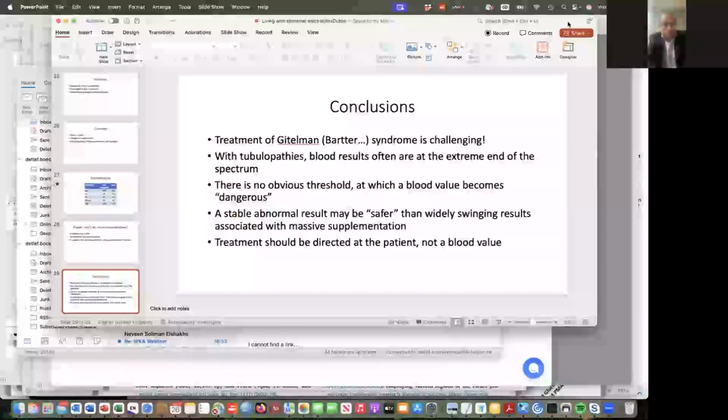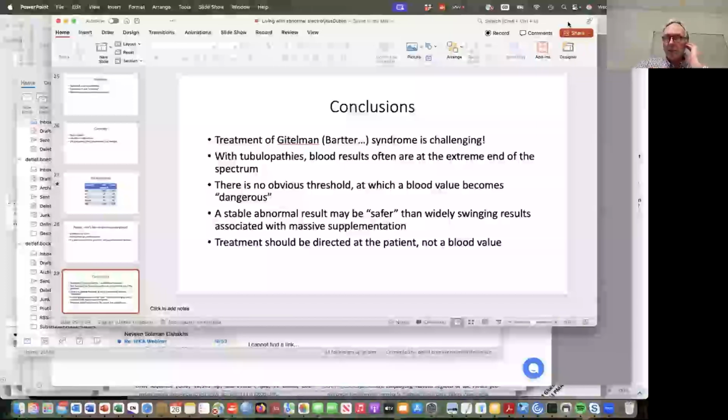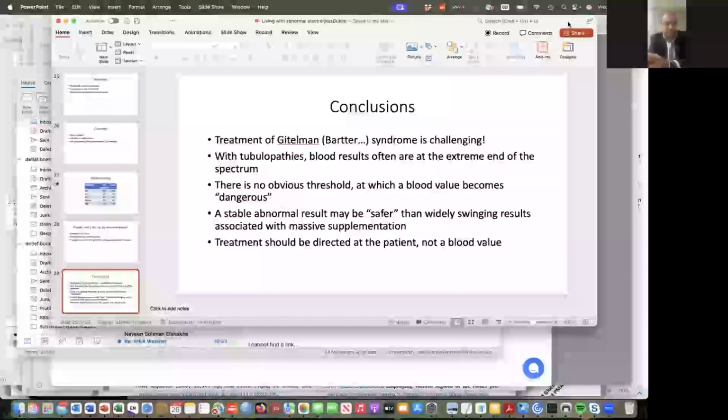So I think we have two questions from the delegates here, three now. The first question is, how do you deal with factitious use of supplements when these patients come to you? I'm not quite sure what is meant by factitious use of supplements. Is that the idea that they take the supplements just shortly before the blood test in order to get good results? Yeah, well, exactly.